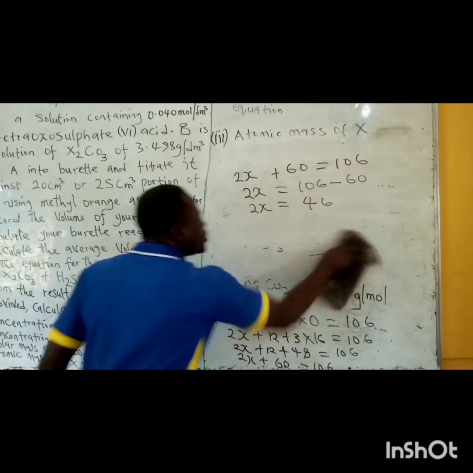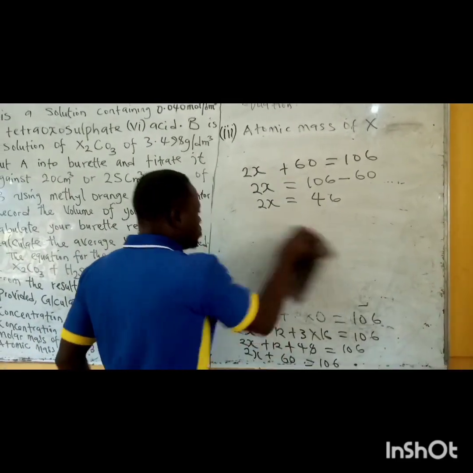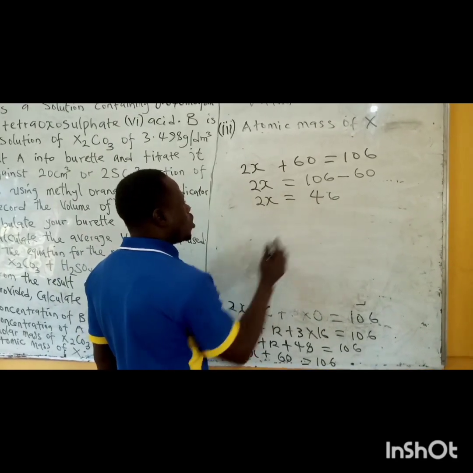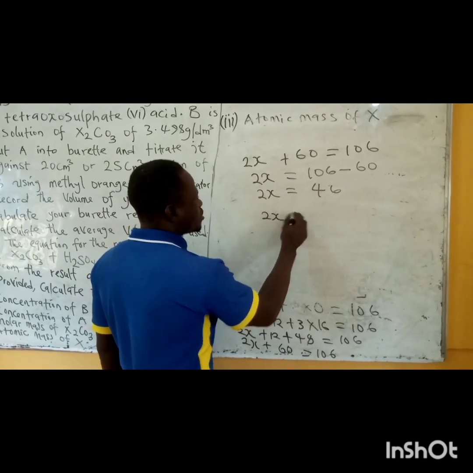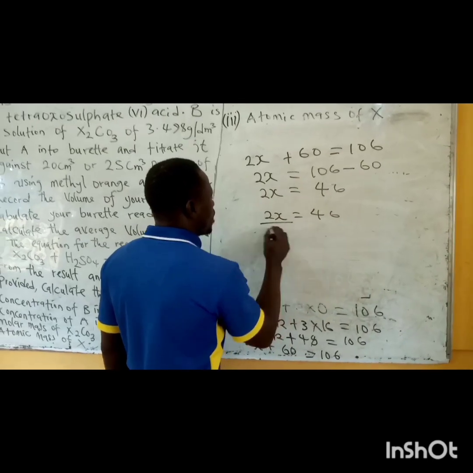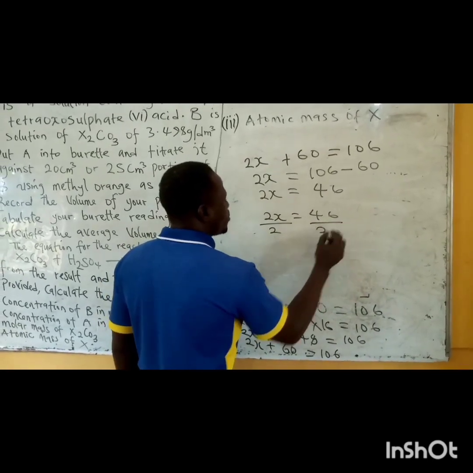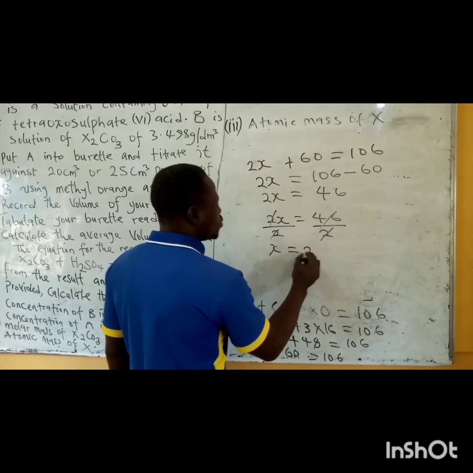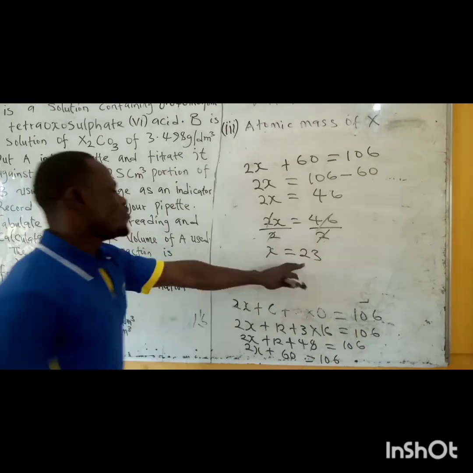Then you are looking for x. So what will be your x? You divide both sides by 2. So 2x is equal to 46. Divide both sides by 2 so that you can free the x. So when you free the x, it will give you 23.